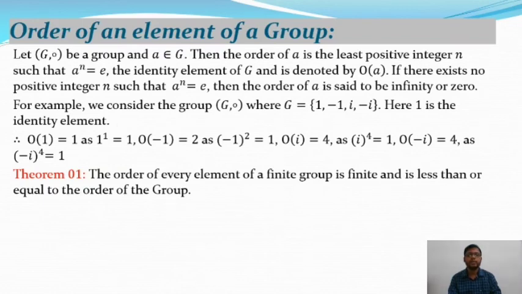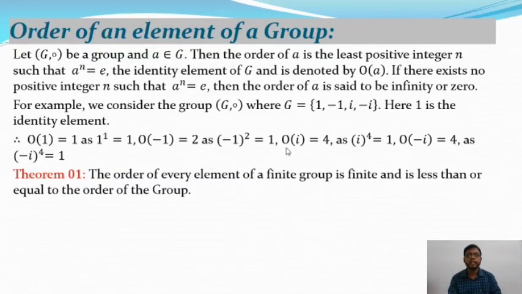So therefore order of 1 is equal to 1. That means 1 to the power 1 is equal to 1, where 1 is the identity element. So order of 1 is 1. Okay, order of minus 1: you know that minus 1 whole to the power 2 is equal to 1. So order of minus 1 is equal to 2. So applying this equation, we will get the value of n, and it is equal to 2.